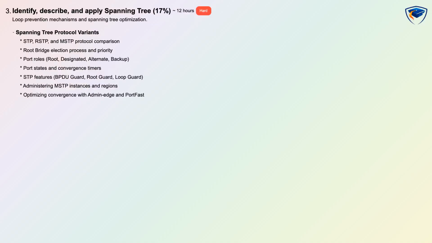Identify, describe, and apply spanning tree is weighted 17%, hard difficulty with 12 estimated learning hours and hands-on plus conceptual assessment. Expect in-depth study of STP, RSTP, and MSTP variants, the root bridge election process, and port roles like root, designated, alternate, and backup. You will configure and tune timers, enable BPDU guard, root guard, and loop guard, manage MSTP instances and regions, and optimize convergence with admin edge and port fast practices.